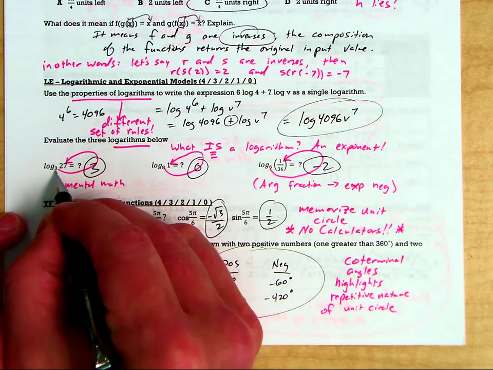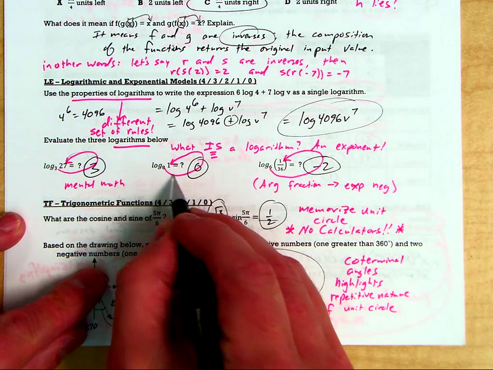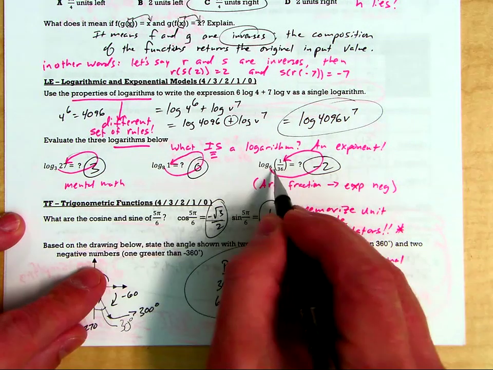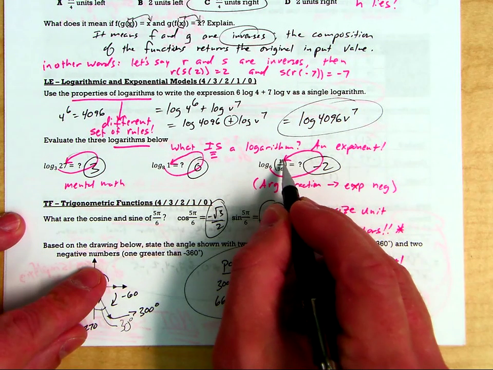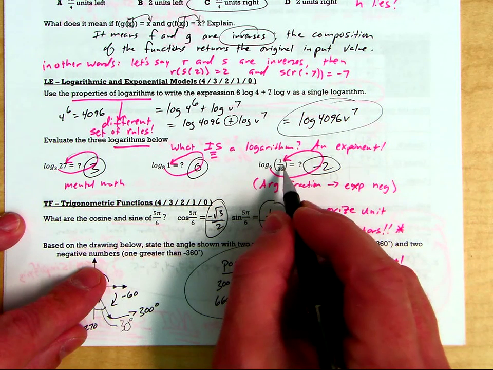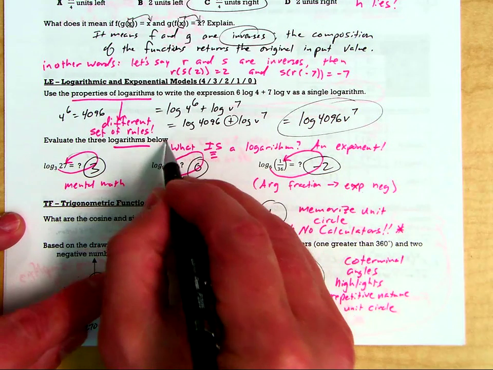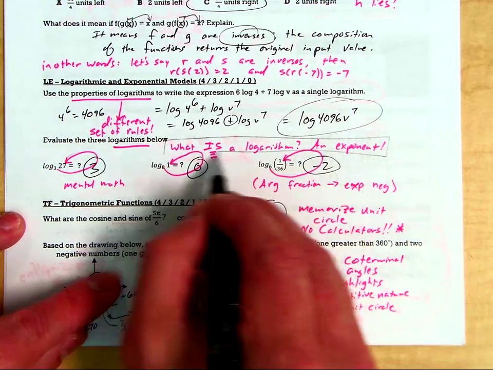You start at the base, do swirly. 3 to what power gets 27? 8 to what power gets me 1? 6 to what power gets me 1 over 36? Also, I remember saying in class a long time ago, if the argument is a fraction, that means the exponent must be negative.